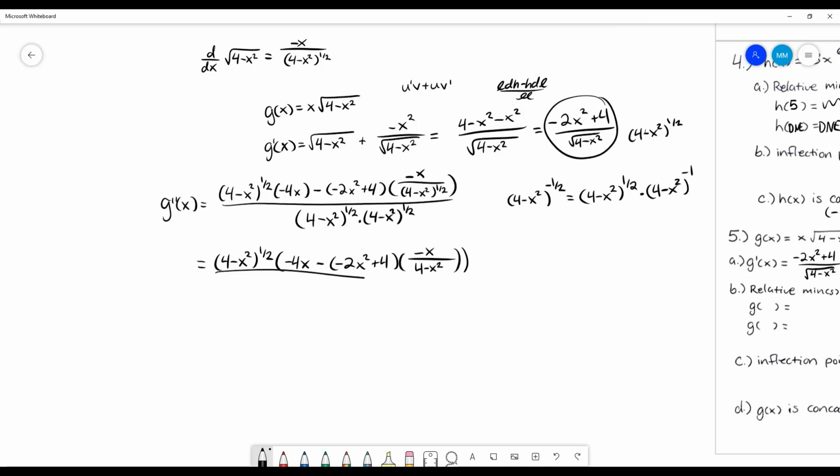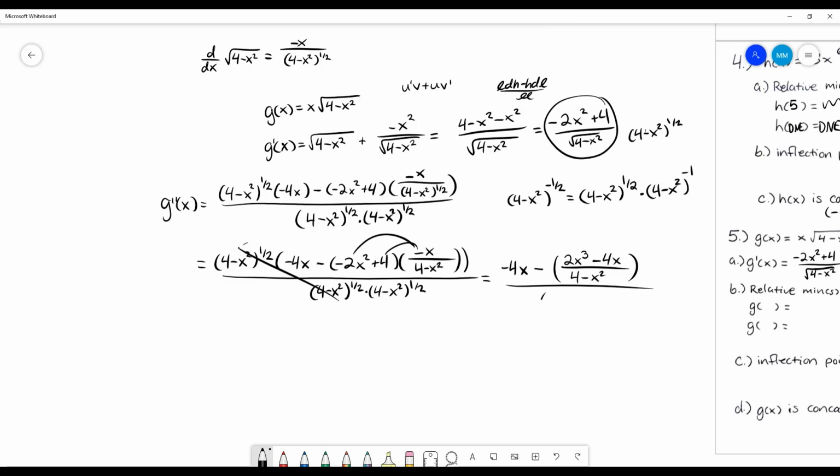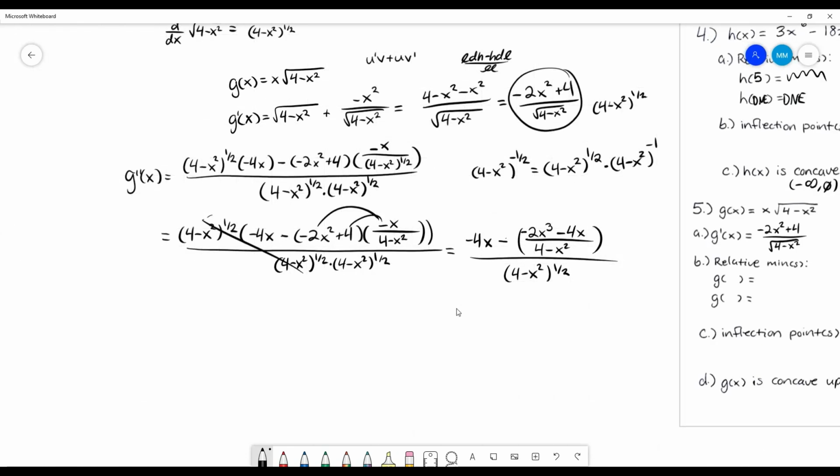And now I've factored out this bit, and I see I've got 2 of them down here. Still gotta write that out. And now I can cancel that. So now, I am going to go ahead and distribute that, I think, as I'm writing this. So it's going to be negative 4x, and then distribute that. It's going to be minus, that's going to be a positive 2x cubed minus 4x over this, all over just one of these. Okay. And now if I just distribute that negative, that's going to be that, right? So I can take off those parentheses. Oops, I just erased my negative.